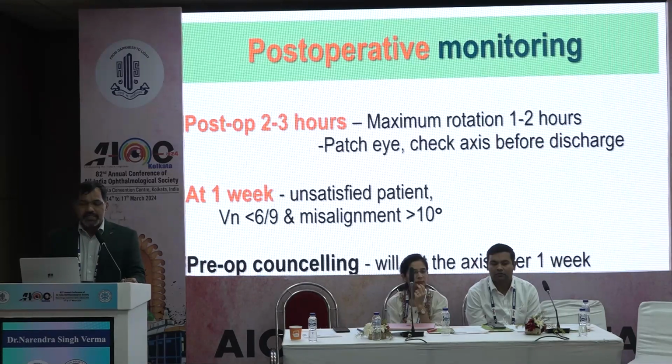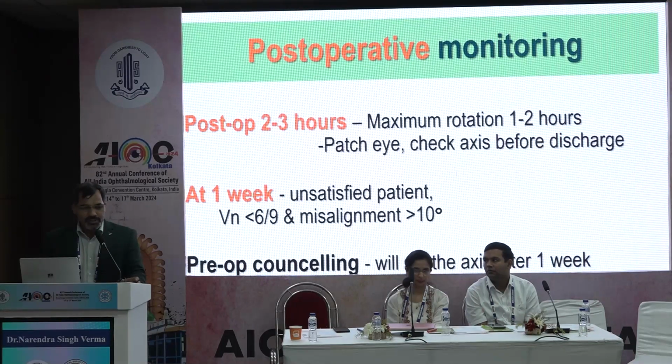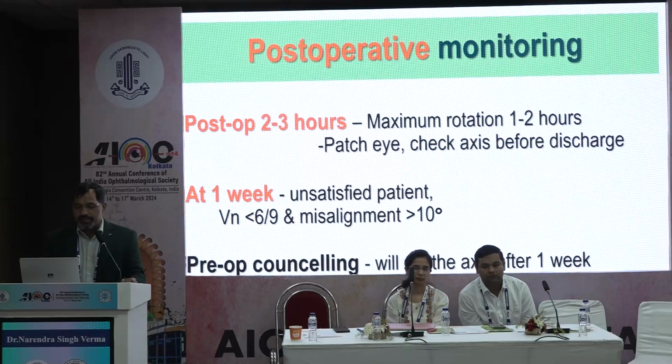If after 1 week the patient comes to you and is not satisfied with his vision, vision is less than 6/9, and there is misalignment of more than 10 degrees, act on it. Some patients are not bothered about this; their vision may be less, but they are not bothered. So don't try to tell them that you can locate or rotate the lens again and decrease the refractive error.